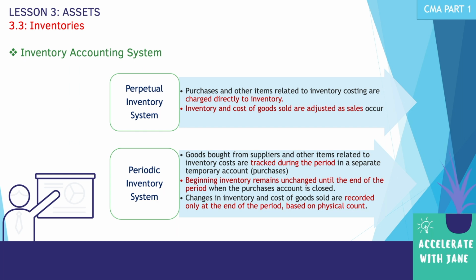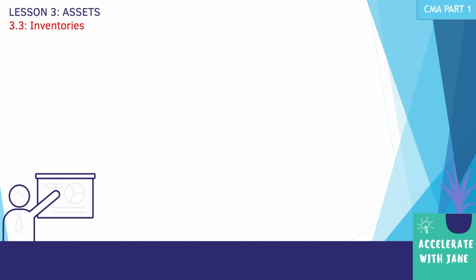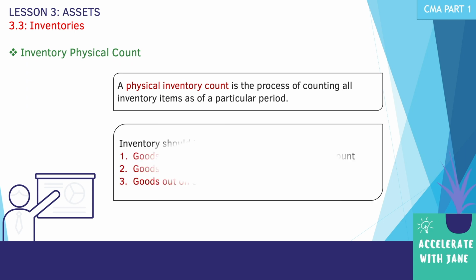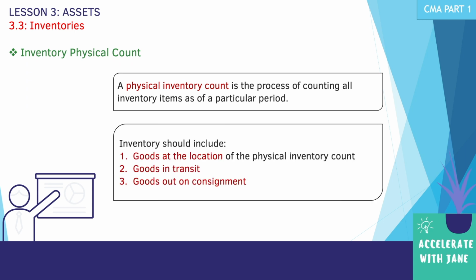Okay, so normally a company conducts a physical inventory count so that the company knows how much inventory it really has at a particular period of time. So now let's discuss in great detail what we mean by inventory physical count. Here, a physical inventory count is a process of counting all inventory items as of a particular period. So what happens here is the management conducts the process of counting all inventory items.